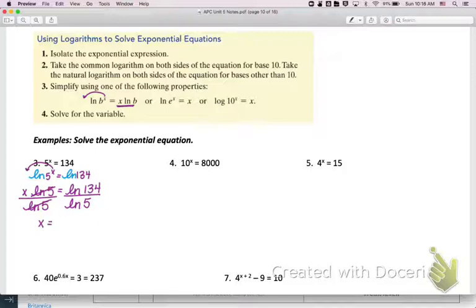Now, in my math lab especially, and on the tests, we always want the exact values. So it'll say, give your answer in terms of the natural log. Well, there's the answer. The natural log of 134 over the natural log of 5. Remember, those natural logs don't cancel out or anything because they represent the number. So that's the exact value answer.